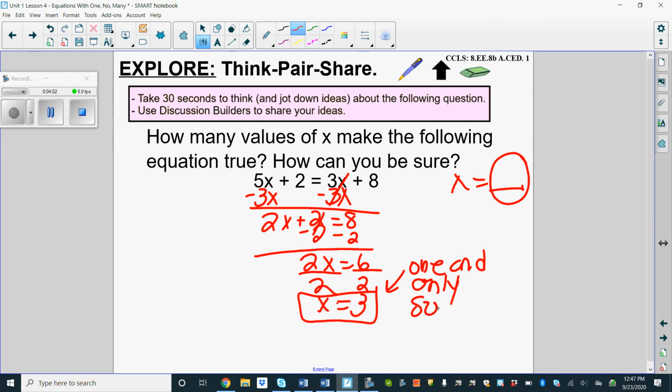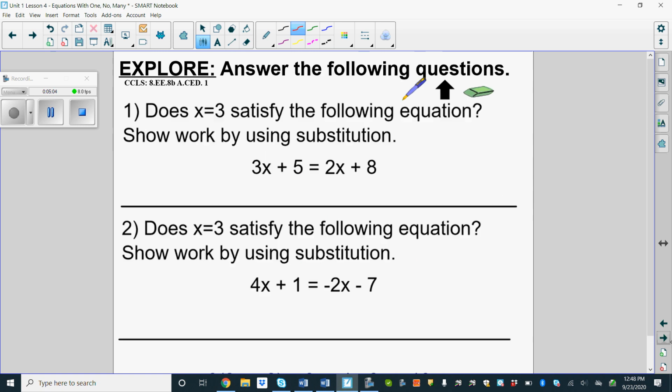Okay? Because now we're going to see times that we have more than one solution, all right? And this is new to you all since you've only ever seen one solution. So for this slide, they basically just want us to figure out if x equals 3 will satisfy this equation. When they are asking us to figure this out, they're telling us to show that work by using substitution. So that means you are replacing x with 3 wherever it is in the equation.